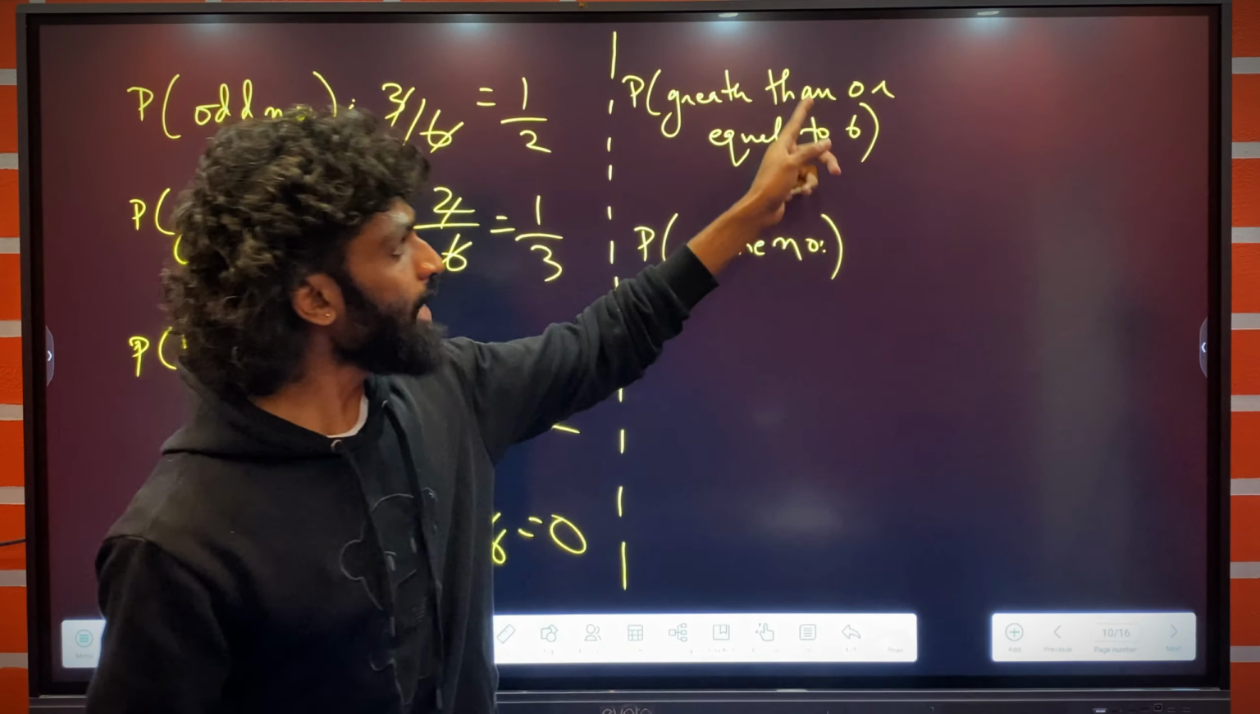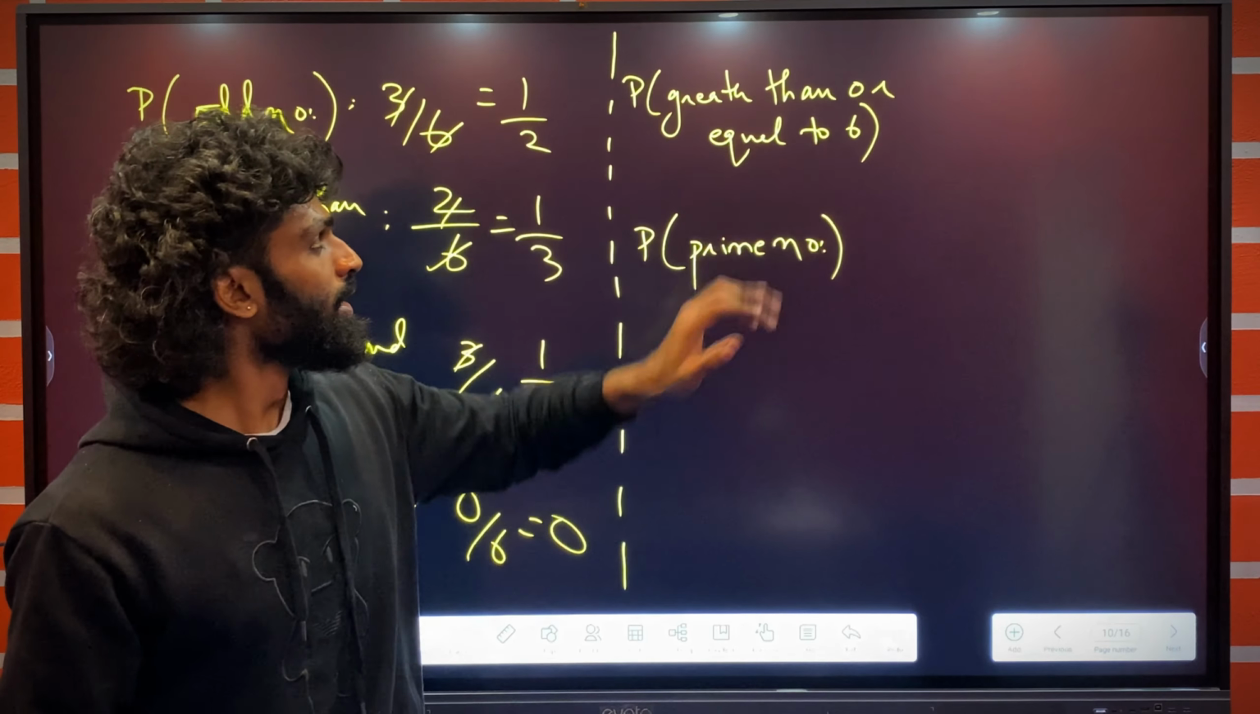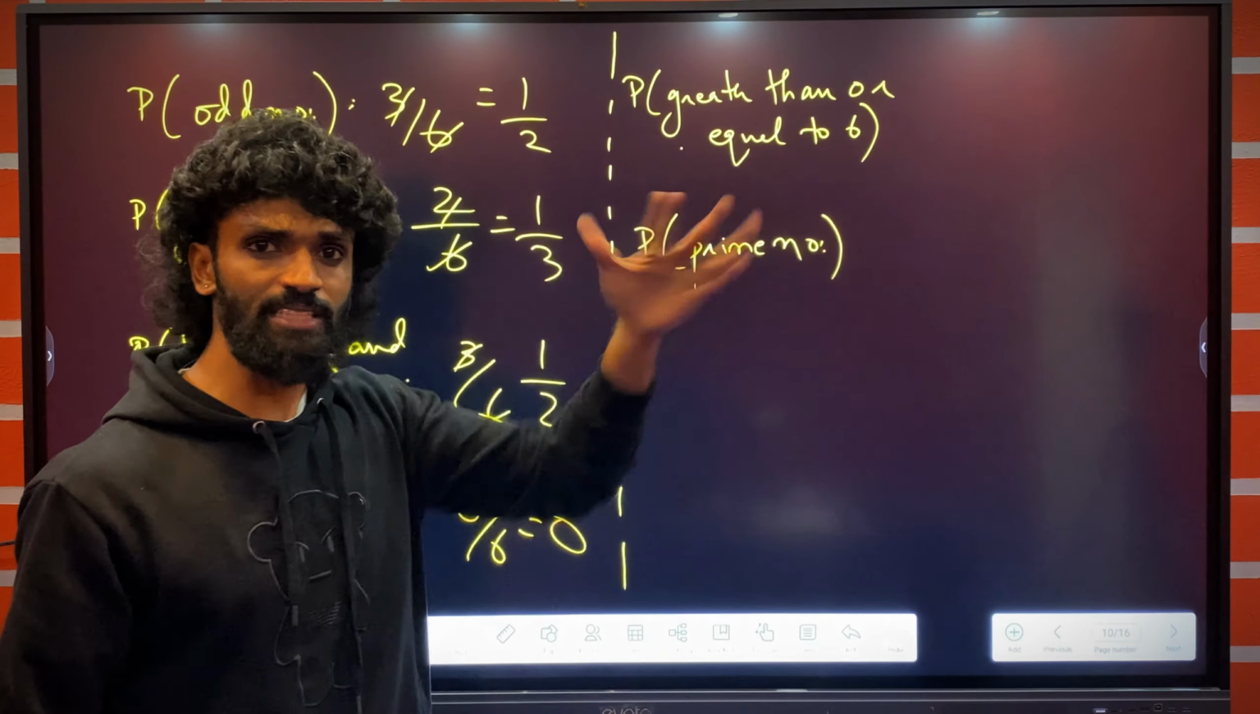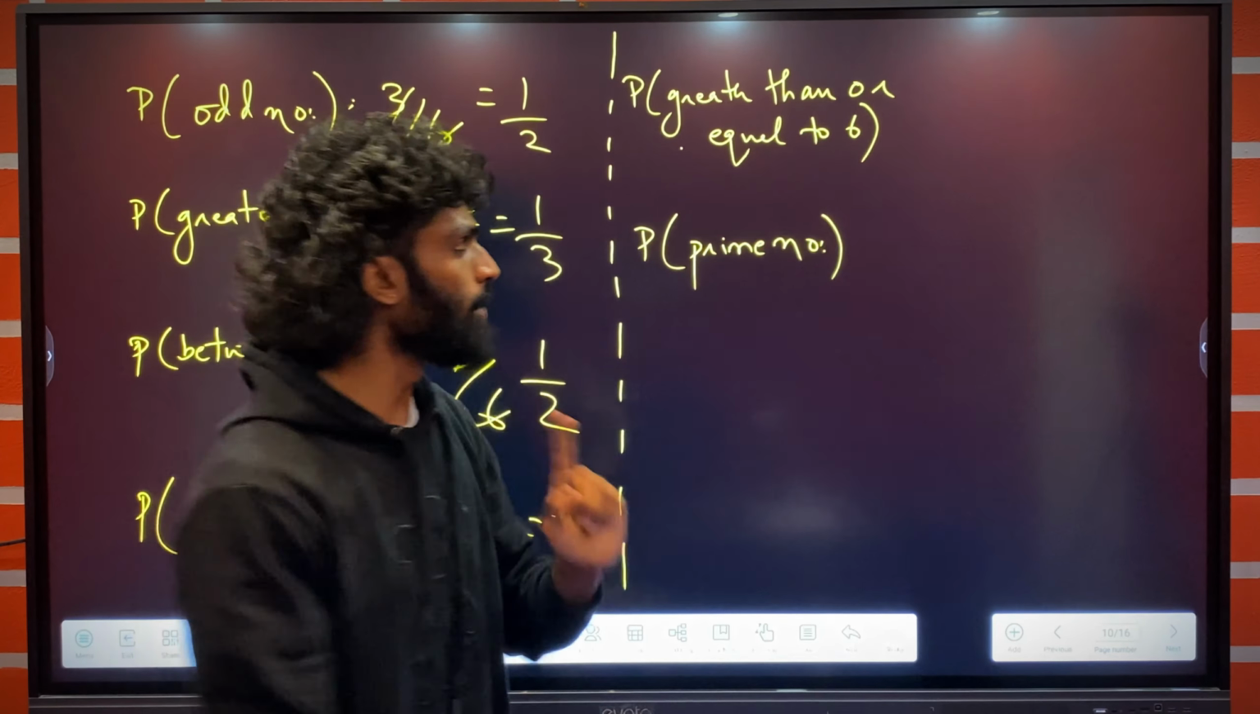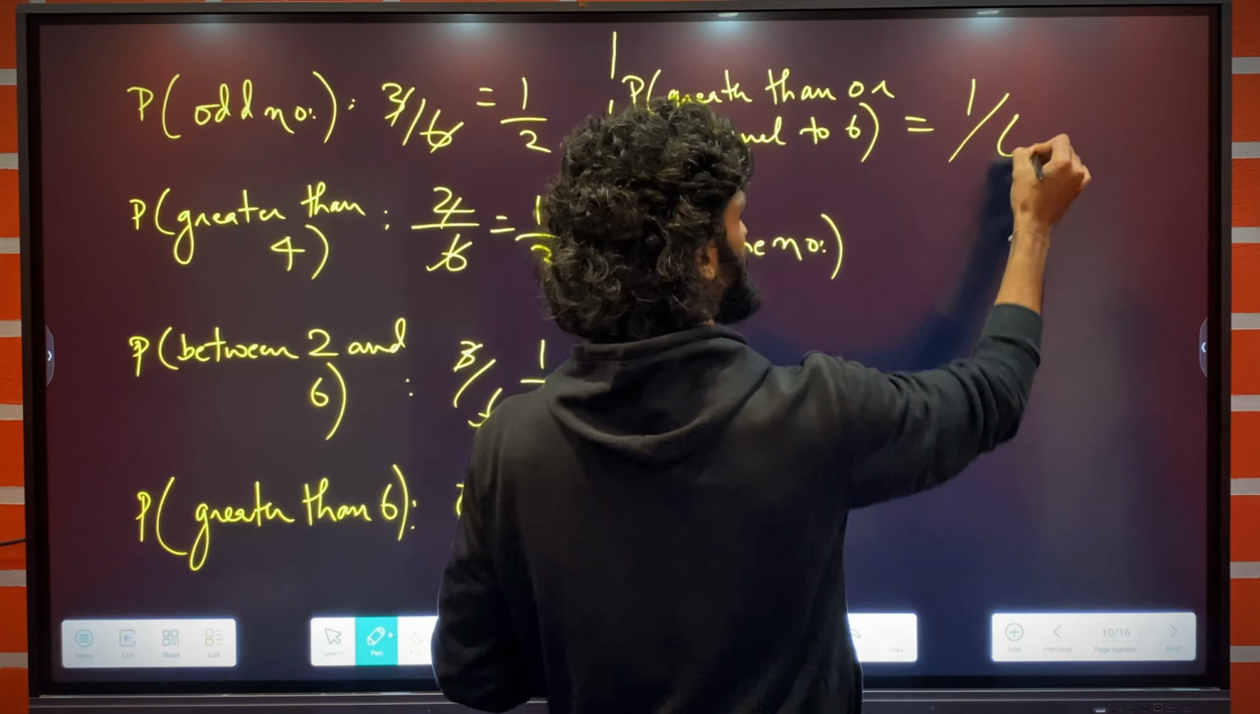Next, greater than or equal to 6. Careful. Greater than 6, there's nothing because it's a die. Equal to 6, it's 6. So therefore, one outcome out of 6.